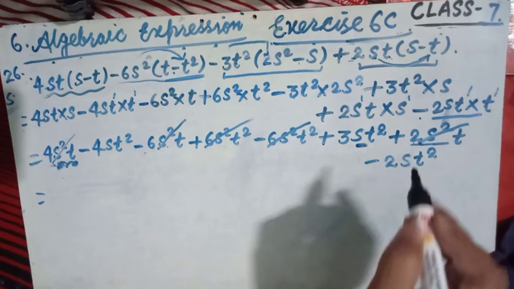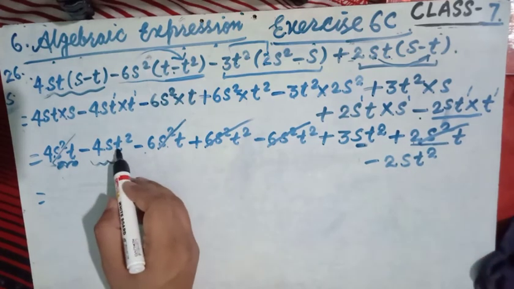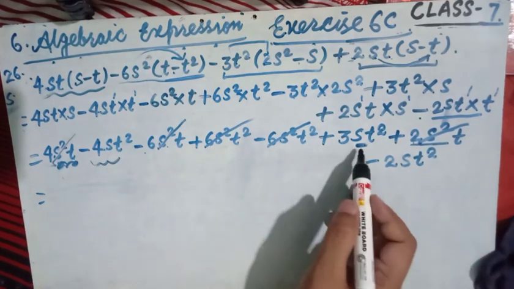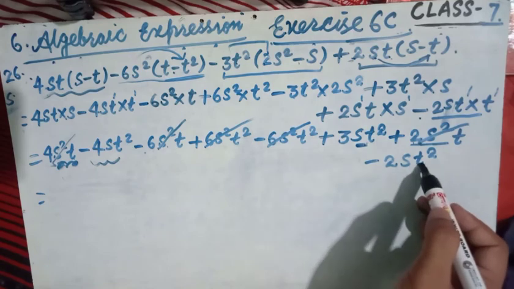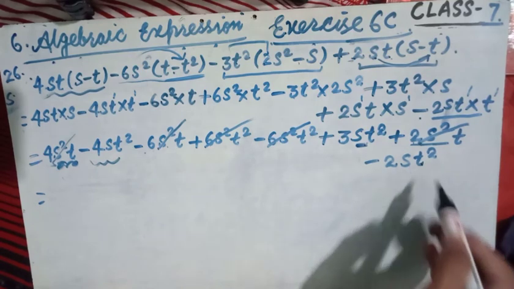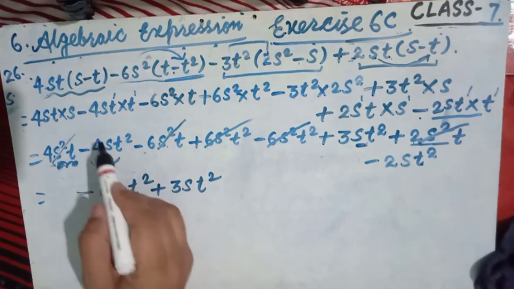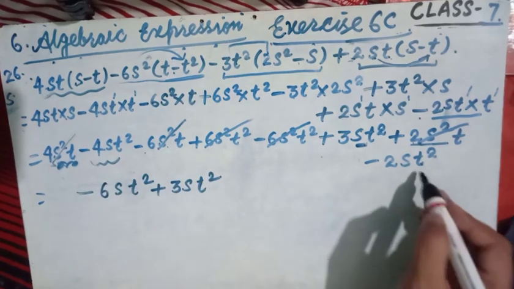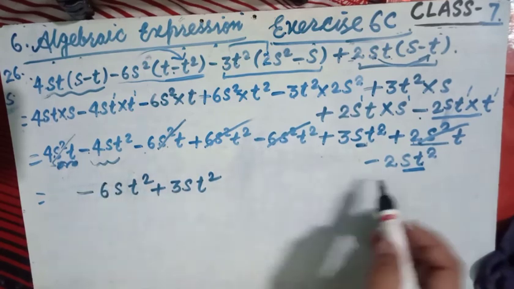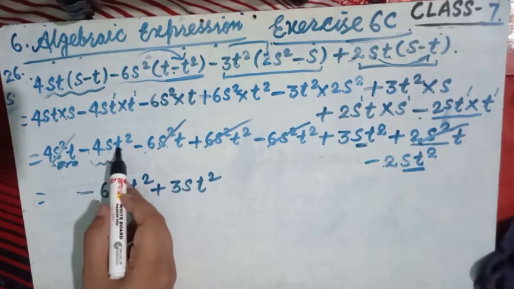Okay, now the remaining part is minus 4 st square. St square is here, st square is here, and the st square is here. Have a look. Okay, friends, see, here is one term remaining. Here the minus 4 st square, here is the st square. So minus 4 or minus 2, minus 6 st square.